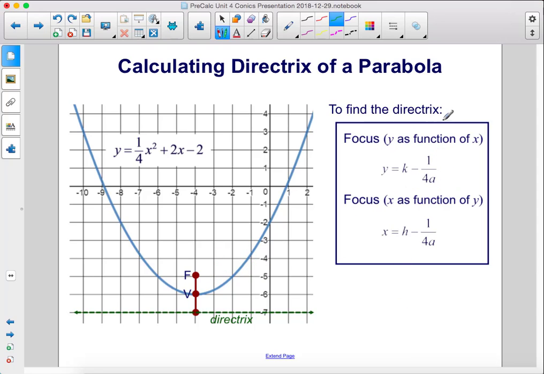To find the directrix when y is a function of x, use this equation. Y equals k minus 1 over 4a. If x is a function of y, use this equation. X equals h minus 1 over 4a.